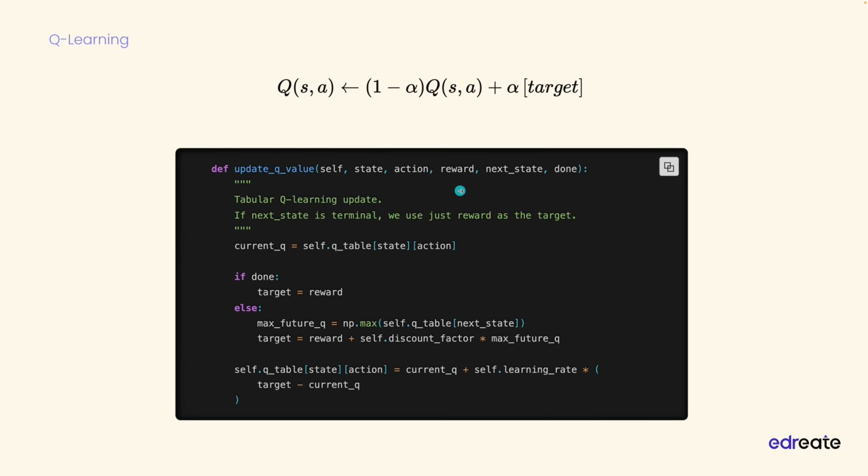One additional point to note, if we are in a terminal state, the target becomes equal to reward because this term is 0. This is how it looks in code. To update the Q table, we get the current Q value for the state and action. We estimate the target. If it's a terminal state, the target is just the reward. If it's not, we calculate the target. And then we update the Q table for that state action accordingly. We update the table at every iteration of the learning process.